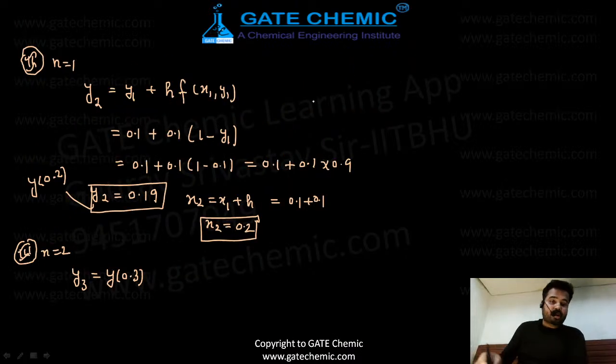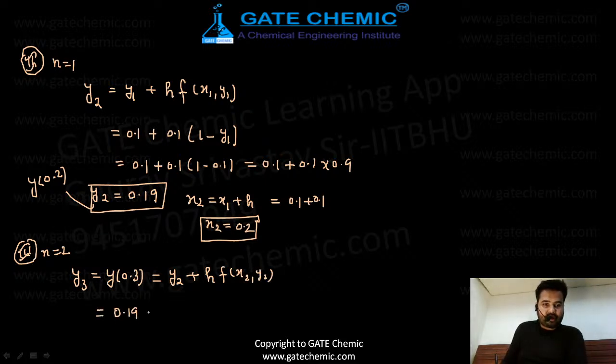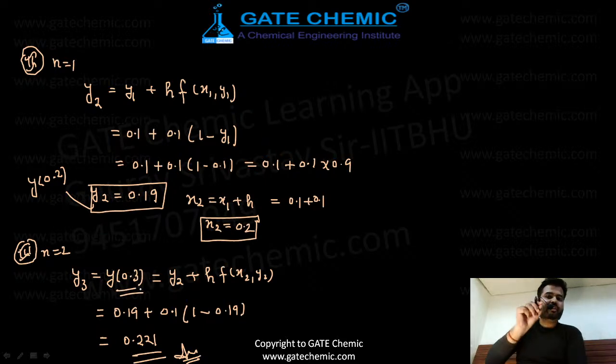Now y3 can be written as y2 plus h f(x2, y2). So y2 was 0.19, plus h which was 0.1, times (1 minus y2). So y2 was 0.19. After solving, you will get 0.221. So this is your final answer, because you have to find the value of y at x equals 0.3. I hope you all enjoyed this lecture.